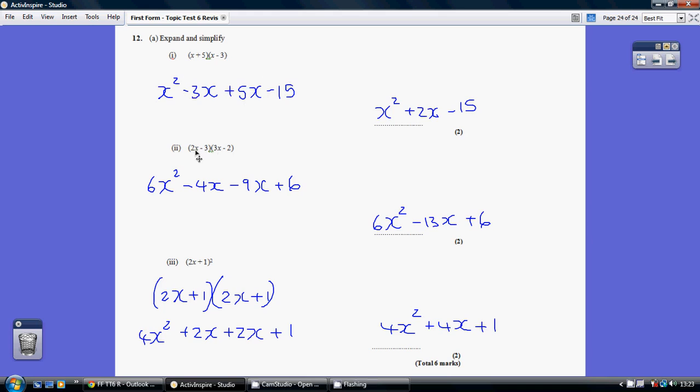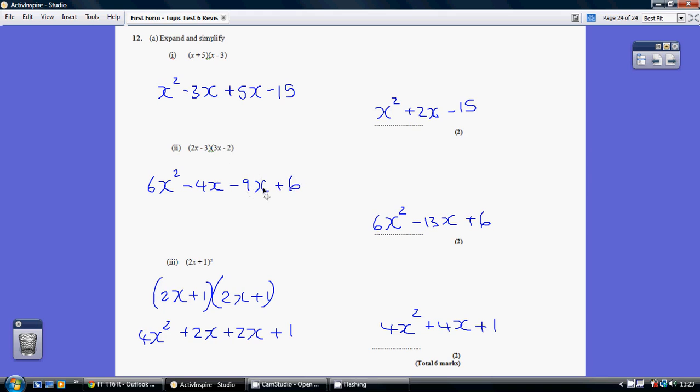For part 2, 2x times 3x is 6x squared. Plus 2x times minus 2 is minus 4x. Minus 3 times 3x is minus 9x. And be very careful with this fourth one. Minus 3 times minus 2 is plus 6. A minus times a minus is a plus.